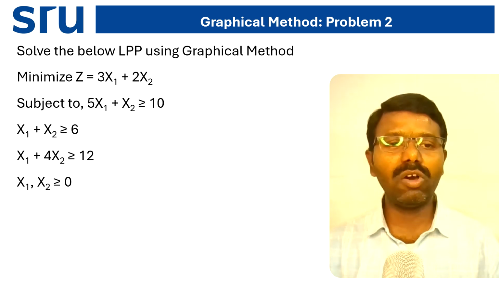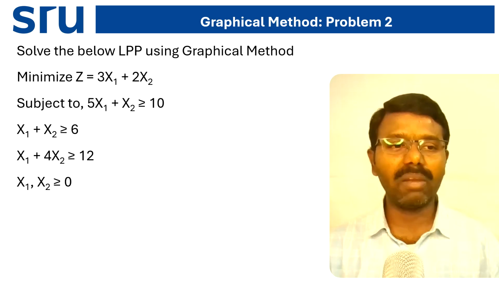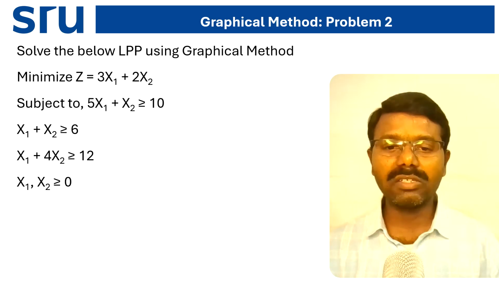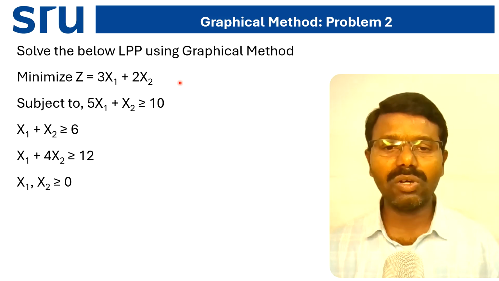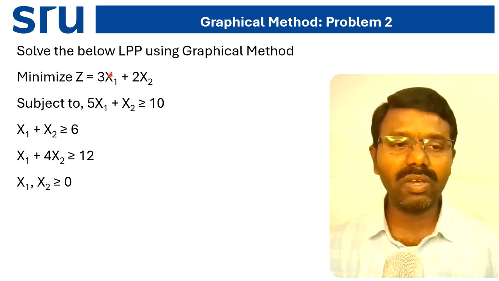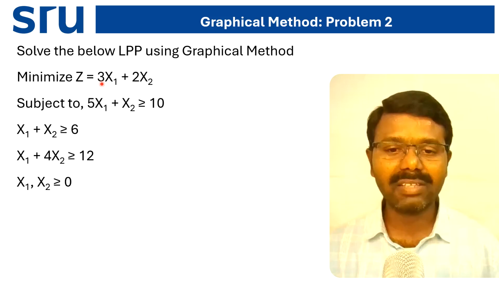Solve the below LPP using the graphical method. Minimize z value. So here we need to minimize the z value, where z is equal to 3x1 plus 2x2. So here instead of giving x and y, they have given x1 and x2. So this is also similar, but the only thing is we will consider that x1 is on the x-axis and x2 is on the y-axis.